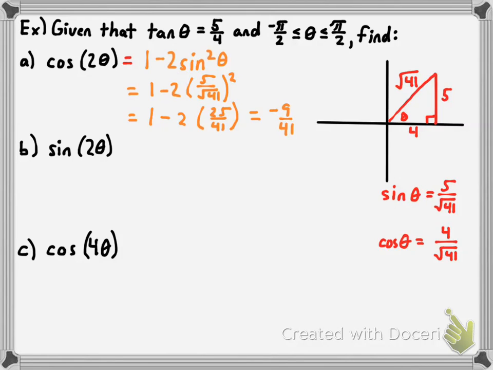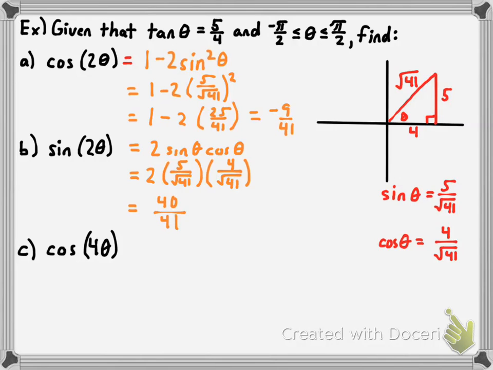Now let's use the same formula that we use for sine of 2 theta, because there's only one of them. We're going to do 2 sine theta cosine theta, and substitute. All right, and then the numerators, we're going to have 2 times 5 is 10, times 4 is 40. And then the square root of 41 times the square root of 41 in the denominator is going to give us 41. There's the sine of 2 theta.